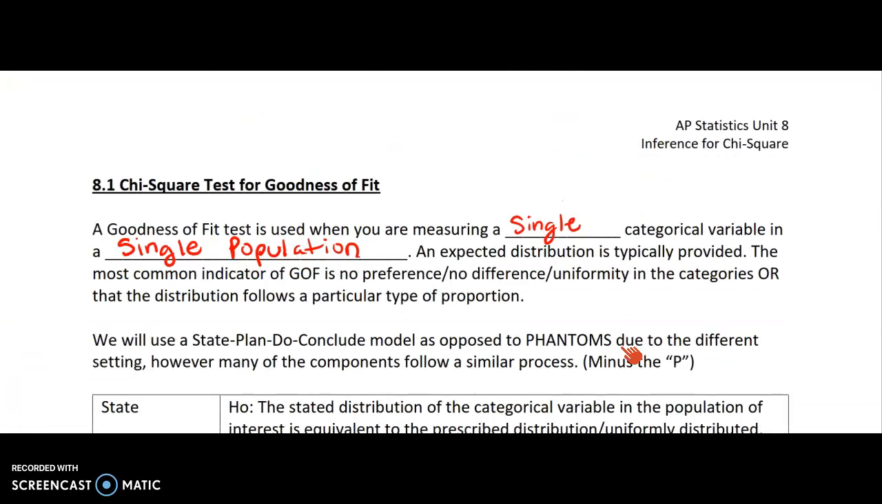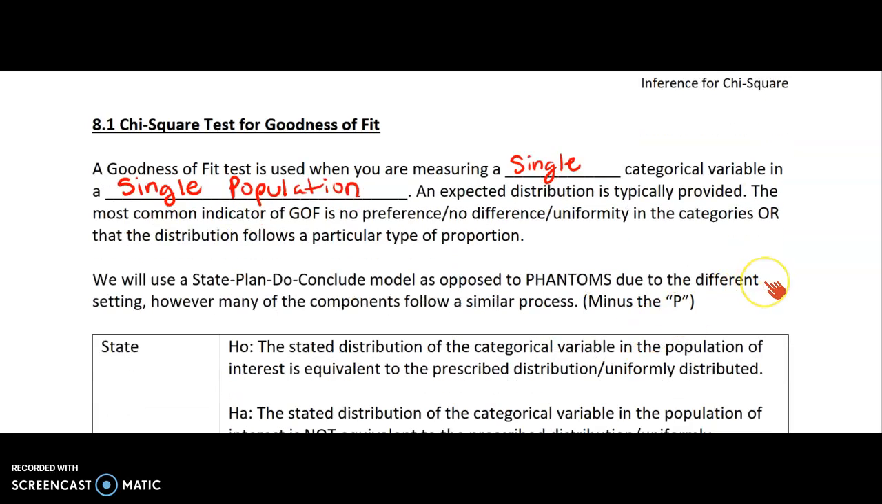All right, so let's take a look here at our first type of chi-square procedure, and this is going to be the chi-square test for goodness of fit. Now this happens when we measure a single categorical variable in a single population. So think about this as a one-to-one. Typically, we'll have an expected distribution being provided, and the most common indicator of a goodness of fit, or GOF, is that there is no preference, there is no difference, or that there is uniformity in the categories, or that our distribution follows a particular type of proportion distribution. So we have two outcomes basically. Either it's uniformly distributed or it follows the company's claim.